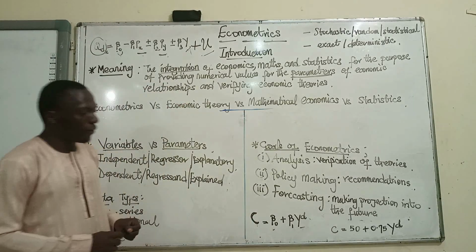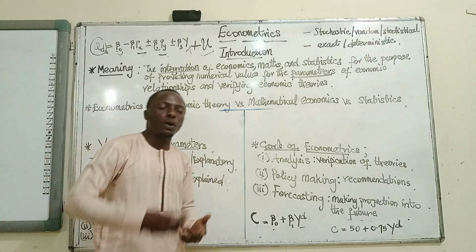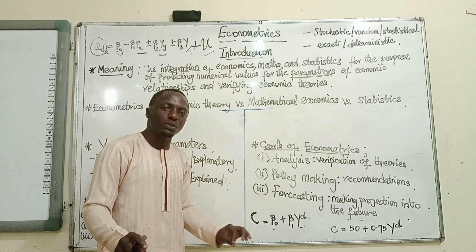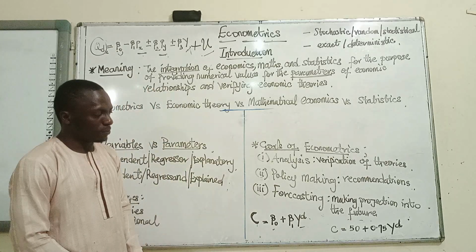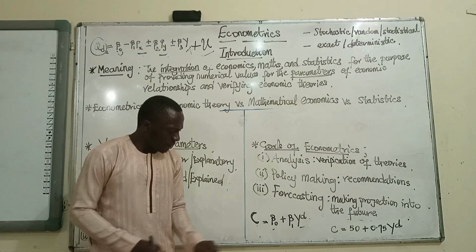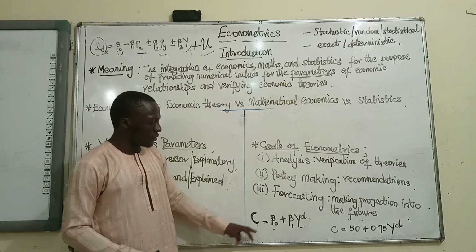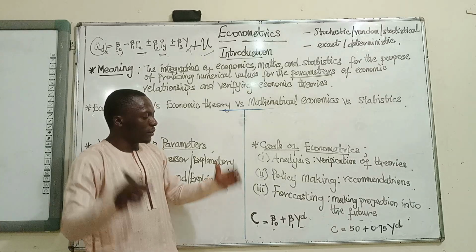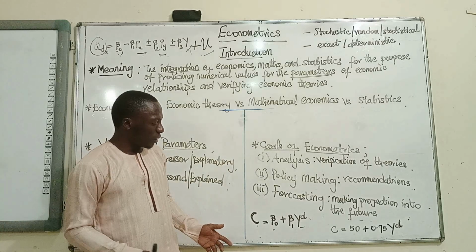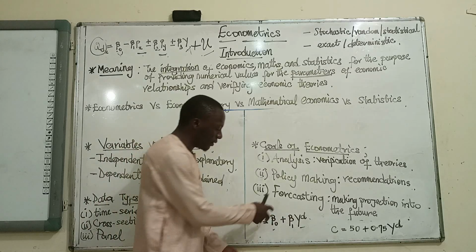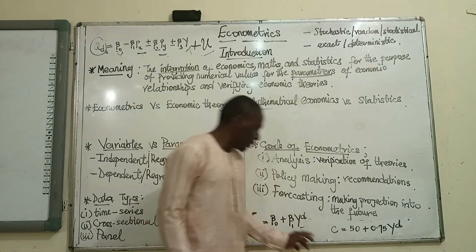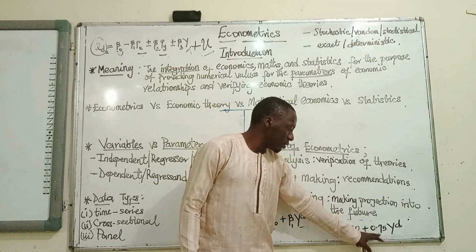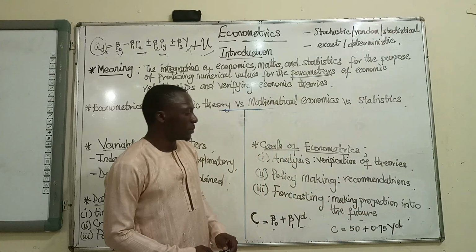The last one here, forecasting. When you are forecasting, you are making projections into the future, given the known values of the parameters in the model. Let's take an example of this consumption function. You have C equals beta naught plus beta 1 YD. Now, let's say we've estimated this model and we've estimated the parameters. So we have the value of beta naught as 50, the value of beta 1 as 0.75, this is the MPC, and we have the disposable income.